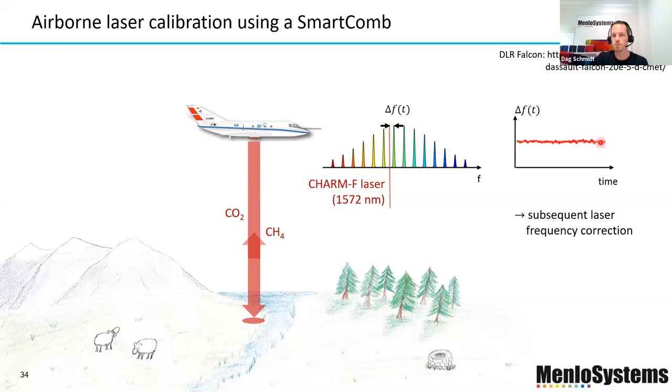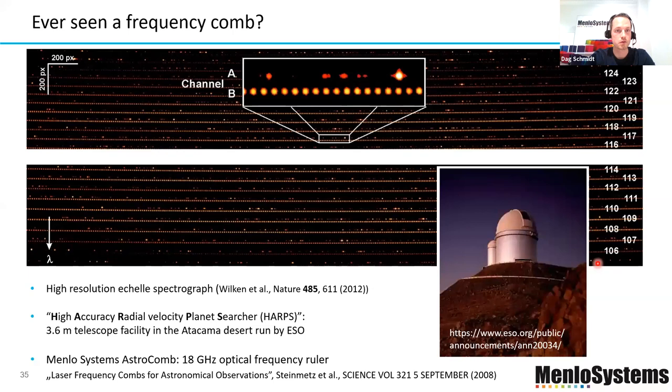And then if you know something happened, you can do a subsequent laser frequency correction in your data analysis. This was the goal of the so-called COMET mission here. And the last application of a comb used as a frequency reference I want to show is this.